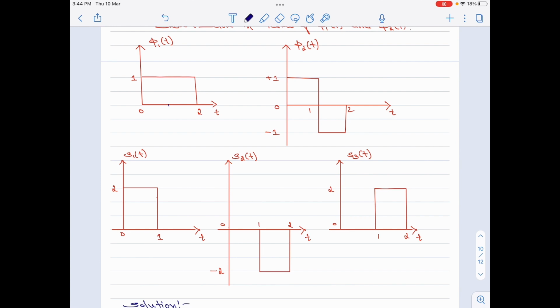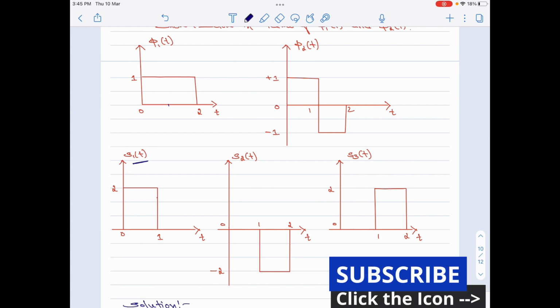Look at S1, it is defined over the interval 0 to 1 and it has an amplitude of 2. So, if I take phi 1, which is defined over 0 to 2 and has an amplitude of 1, add it with phi 2, which has an amplitude of 1 between 0 to 1 and minus 1 between 1 to 2, then the resulting signal will have an amplitude of 2 between 0 to 1 and 0 between 1 to 2, which in fact is our S1 of t. So, we can now therefore write S1 of t is simply phi 1 of t plus phi 2 of t.